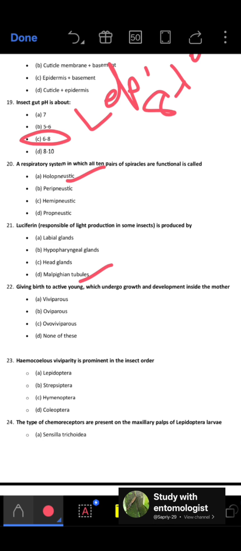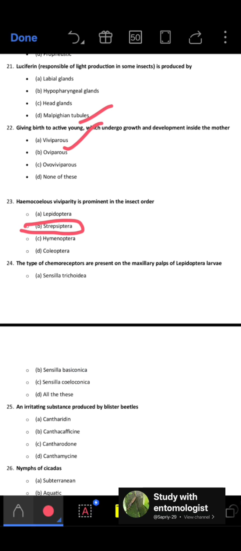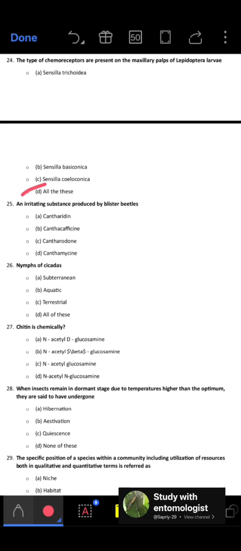Next, giving birth to active young which undergo growth and development inside the mother only is known as viviparous type of reproduction. Next, haemocoelous viviparity is prominent in which insect order? So it is present in Strepsiptera. Those are internal parasites. Next, the type of chemoreceptors present on the maxillary palps of Lepidopteran larvae. So these are sensilla trichoidea, basiconica, coeloconica. All types of chemoreceptors are present on the maxillary palps. Next is, an irritating substance produced by blister beetle, that is known as cantharidin.